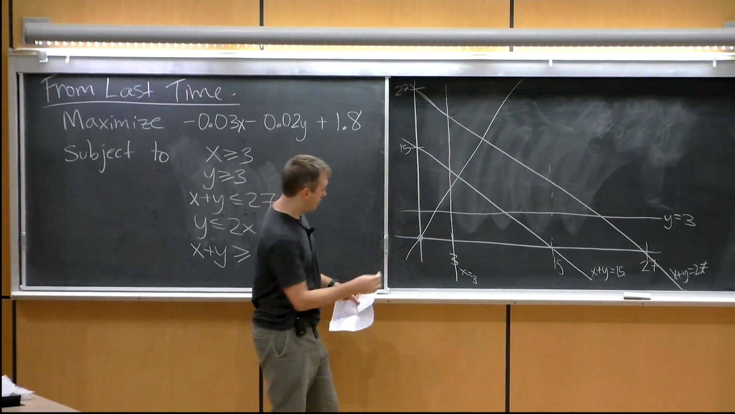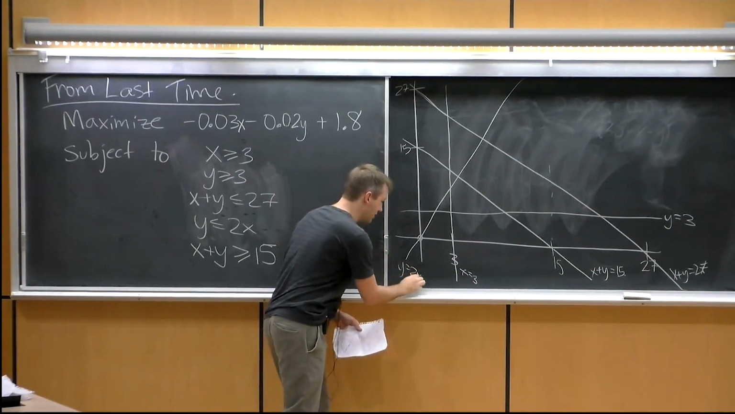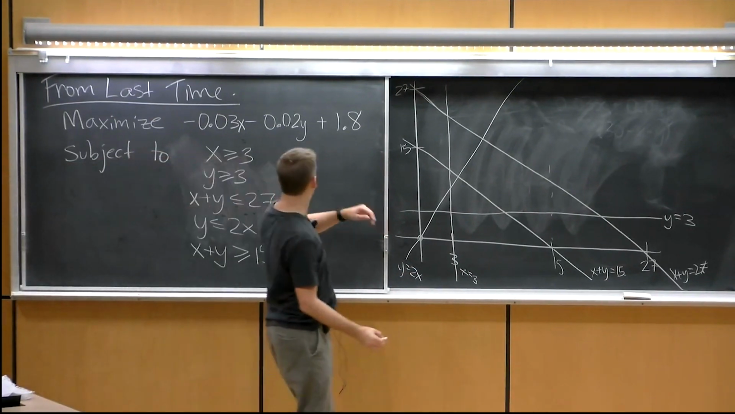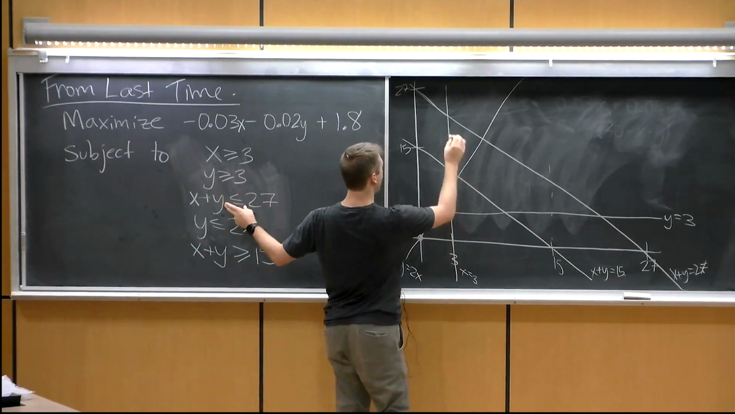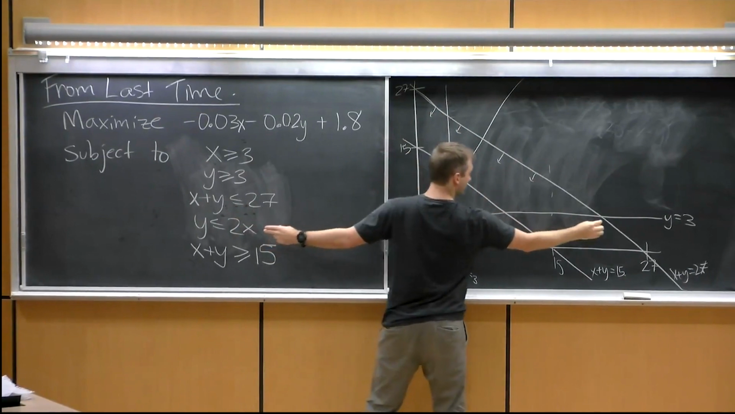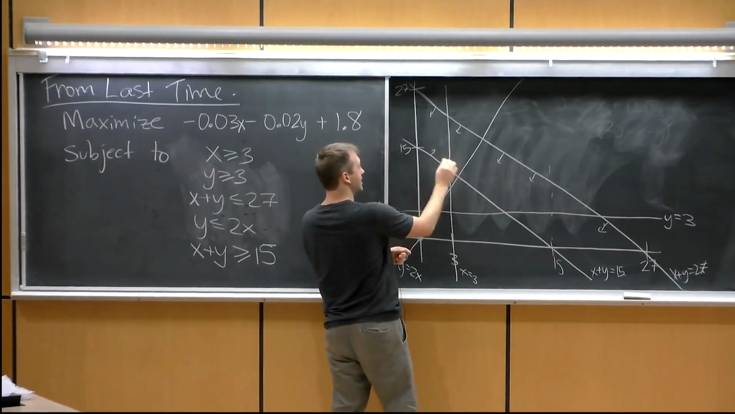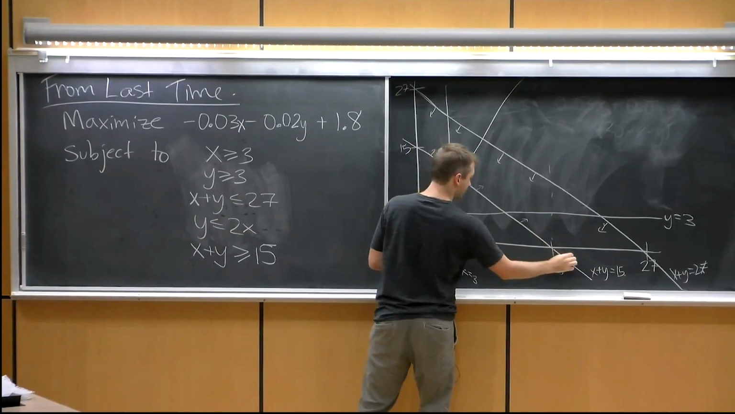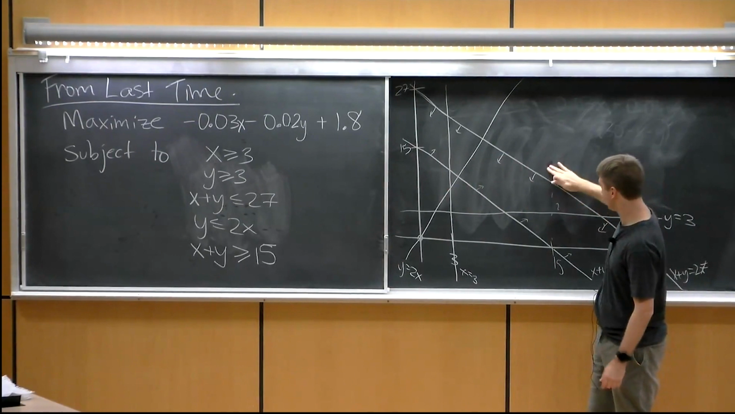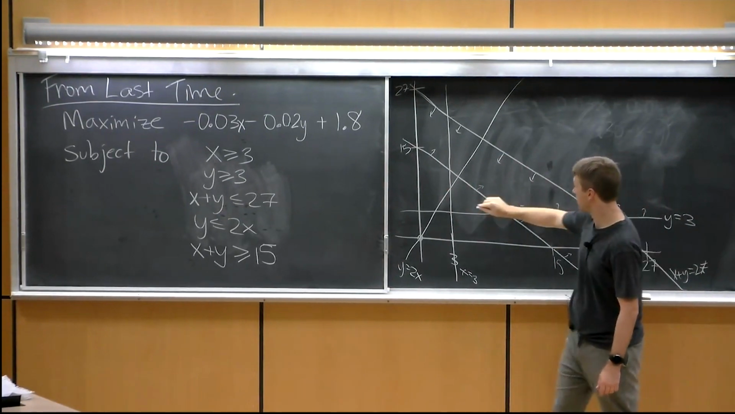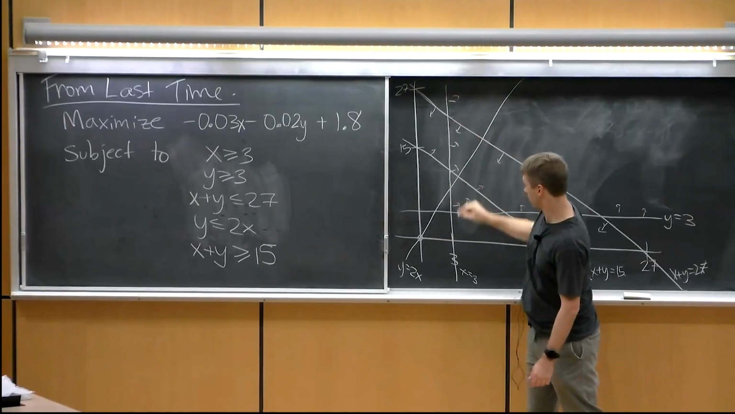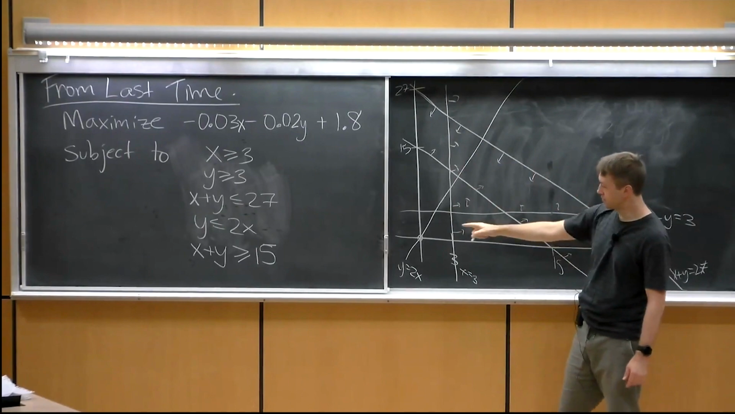Okay, and then we have to decide, so this is the line y equals 2x. We also have to determine which side of each line we're taking. x plus y is supposed to be at most 27. That's this side of this line. x plus y is at least 15. That's this side of this line. y is at least 3. We've got this side of this line. x is at least 3. y is at most 2x.